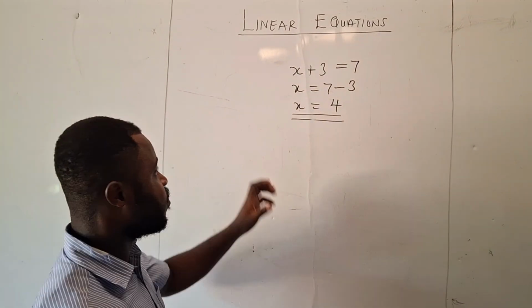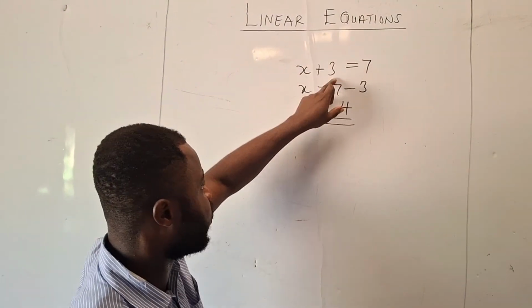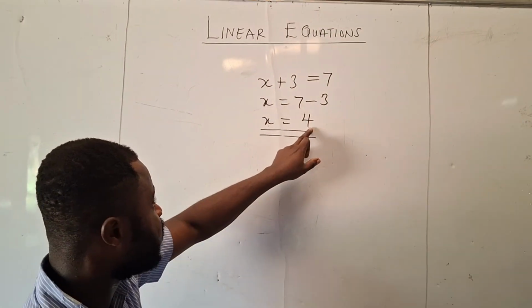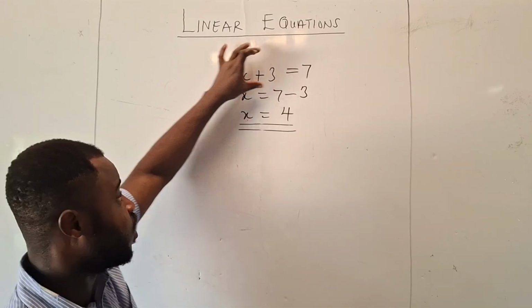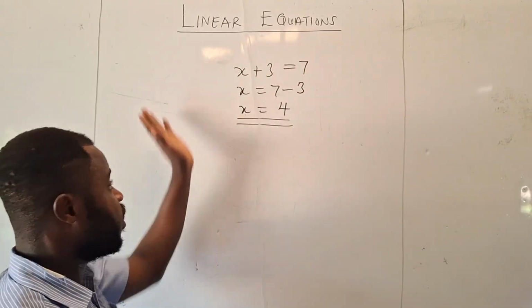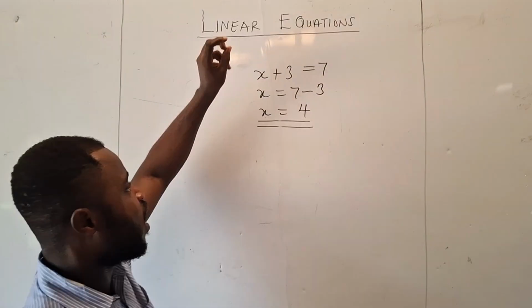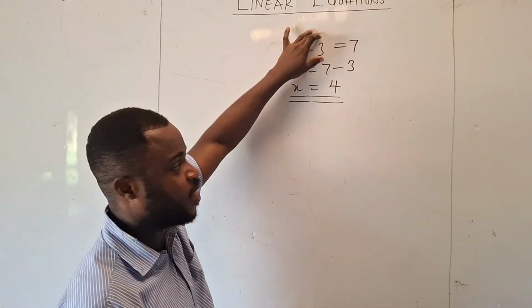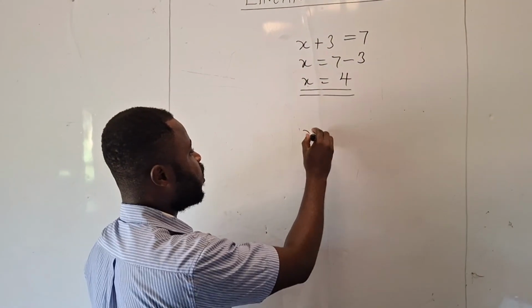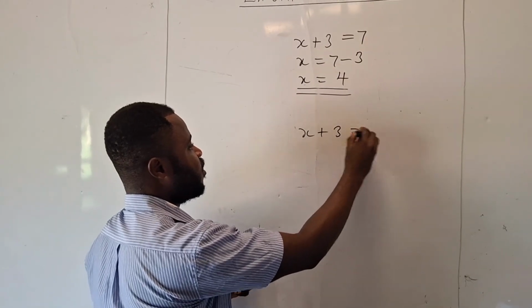It means that there's a number that when we add to the 3, we are going to get 7. And when we put the 4 to replace the x and add it, you are going to get 7, which will make both sides of the equation balanced. Another way is when we have to eliminate the number here to make the x stand alone. So another way we can also do this is x plus 3 is equal to 7.